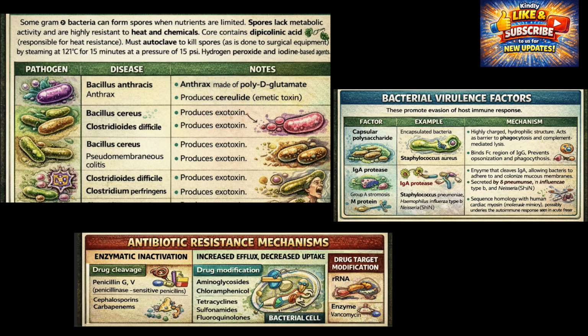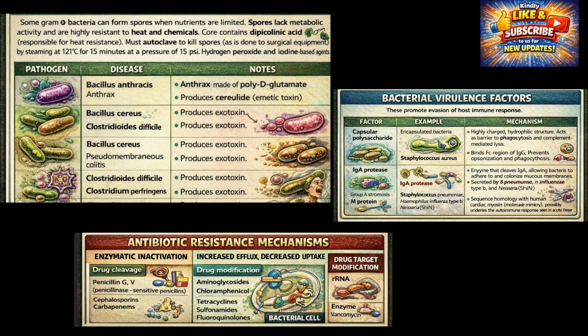To go into more detail now, antibiotic resistance mechanisms tested on boards are not random lists. They are repeatedly framed as: why did the drug fail despite correct choice and dose? And the answer is almost always a specific molecular adaptation. One of the most frequently tested mechanisms is enzymatic inactivation, particularly beta-lactamase production.